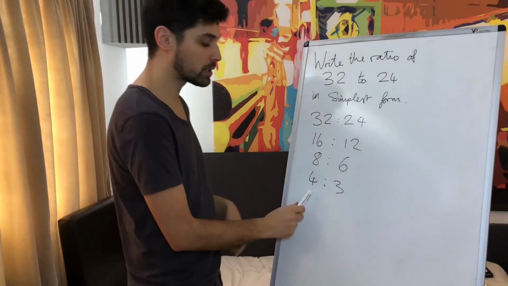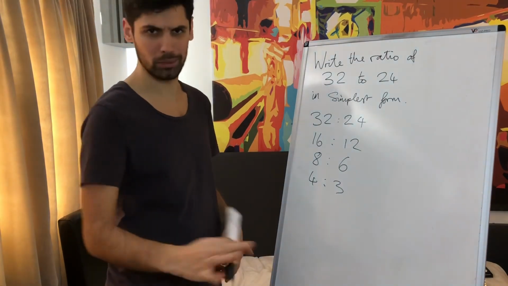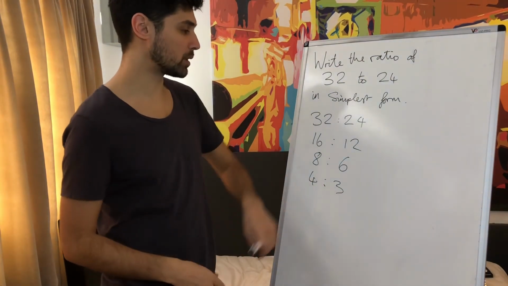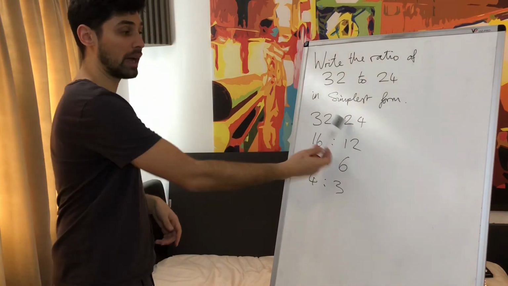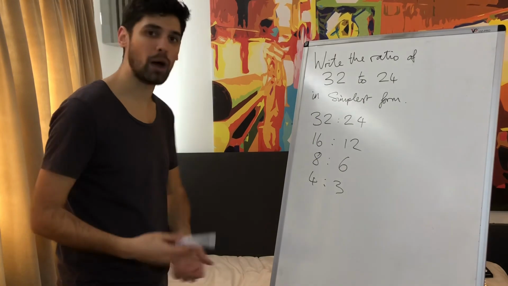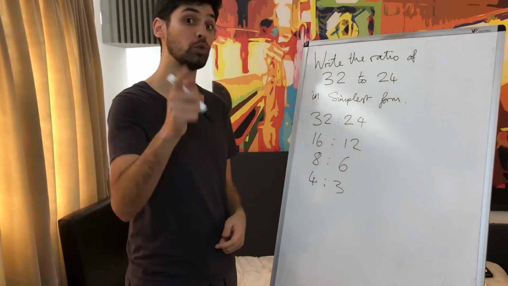Now, there's no number that goes into both 4 and 3 other than 1, but we don't need to do that. So that is simplest form. If you'd spotted from the beginning that 8 goes into both those numbers, you could have just divided by 8 straight away. So it's up to you how confident you feel about these and how well you know your times tables.